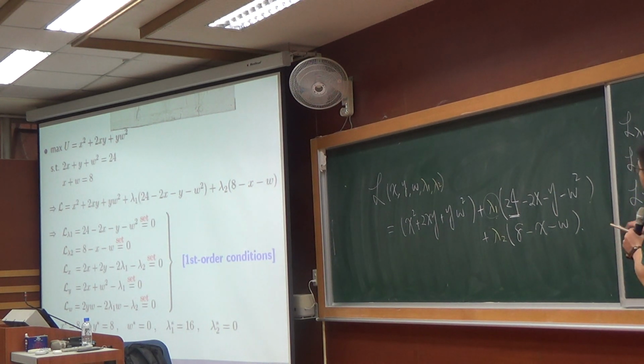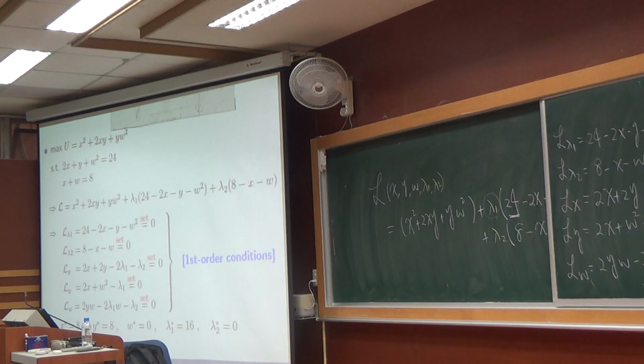Lagrange y would be 2x plus w squared minus lambda 1 equals 0. Lagrange w would be 2yw minus 2w lambda 1 minus lambda 2. Alright? And solve. Do you think it's difficult to solve the system of equations? Kind of.